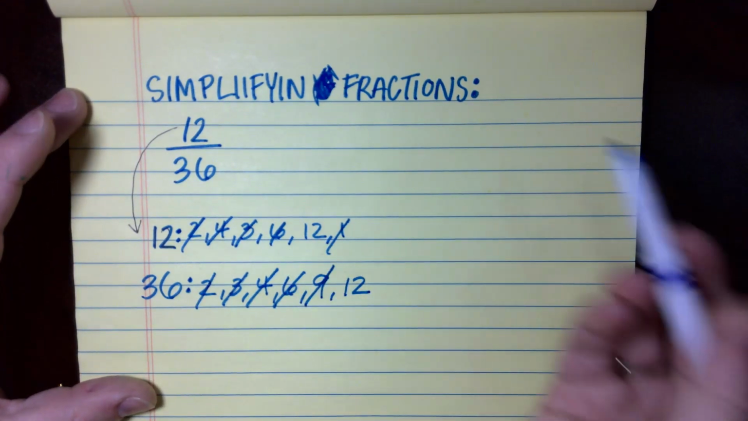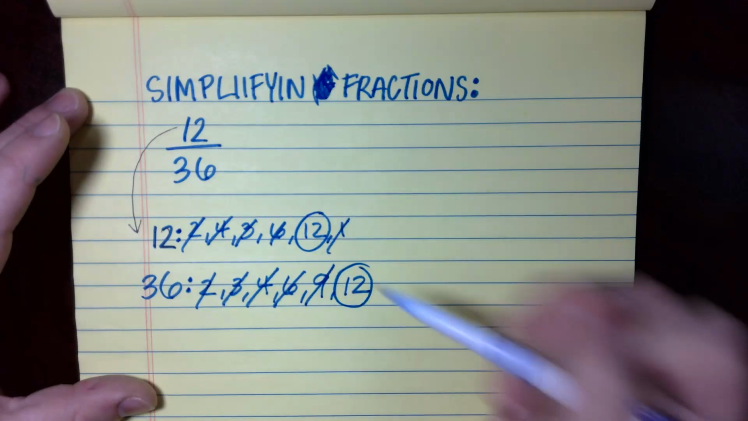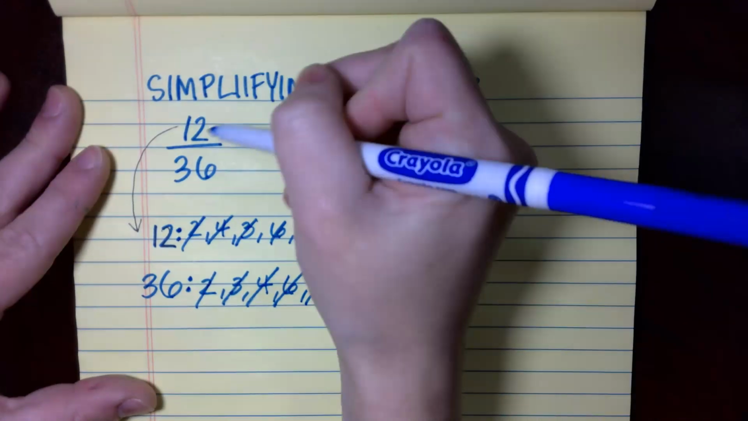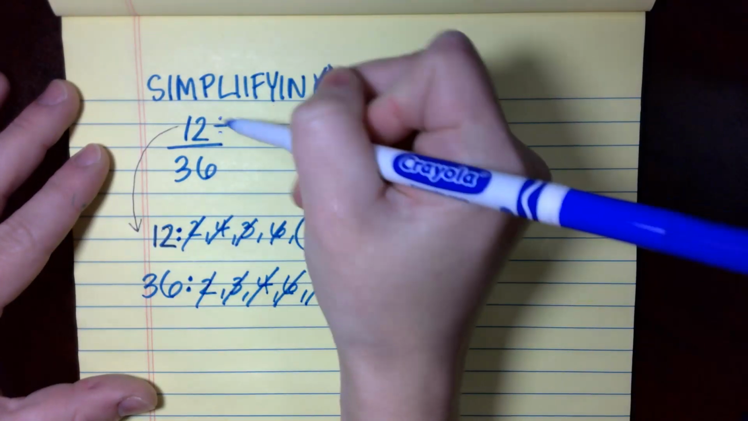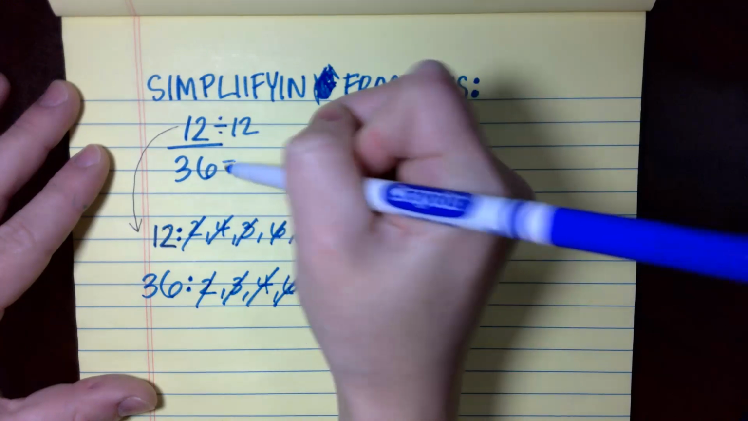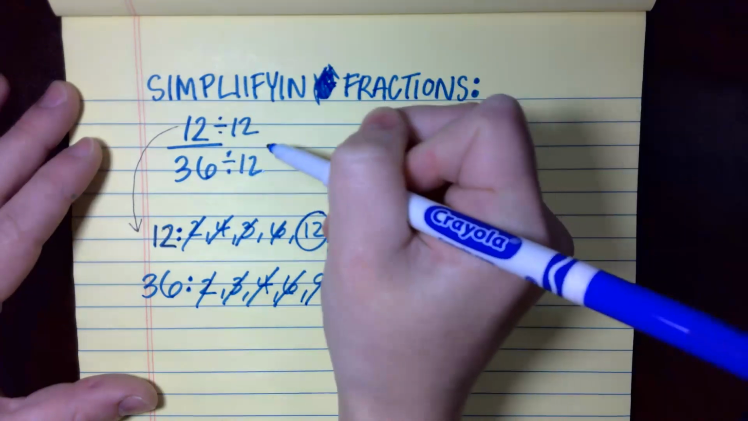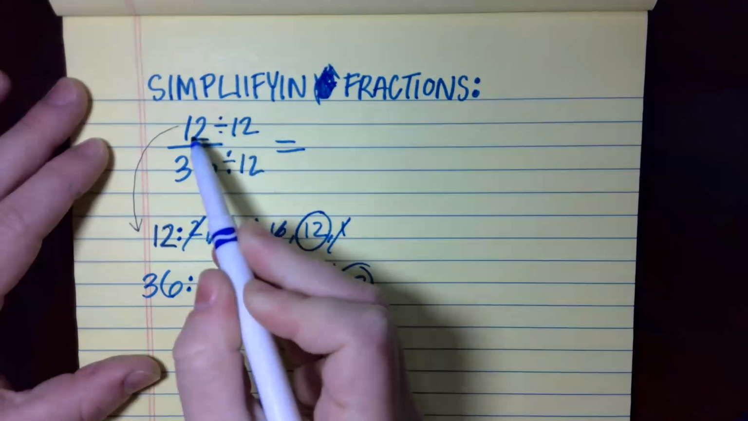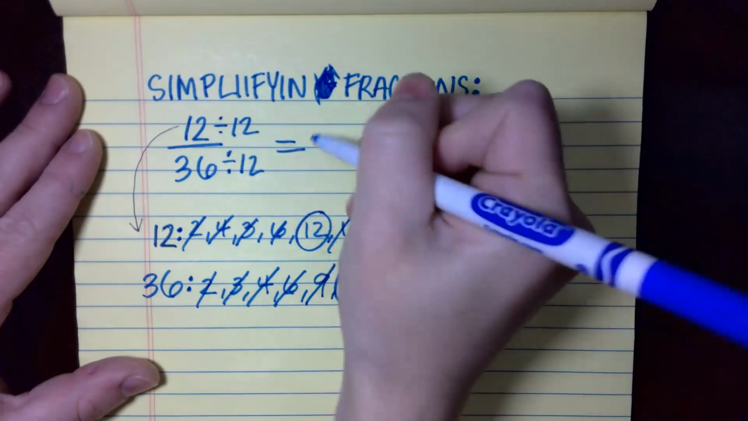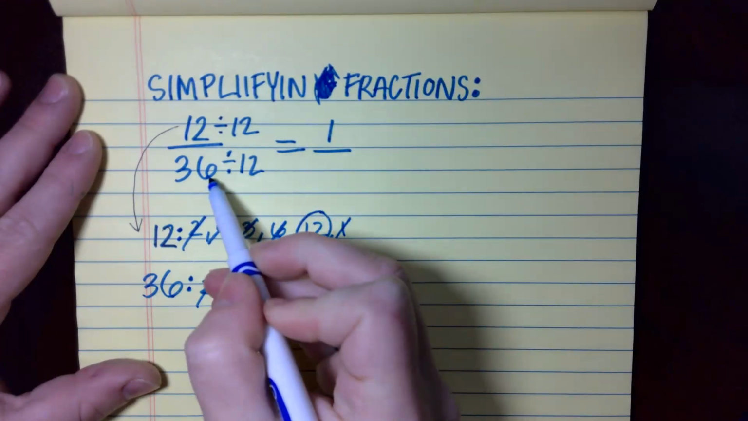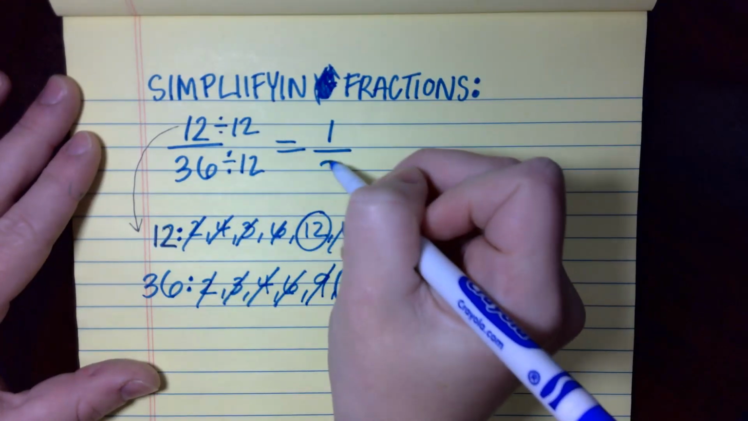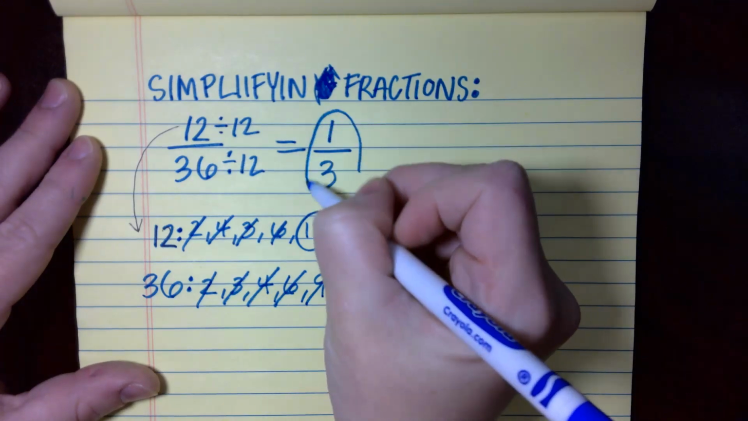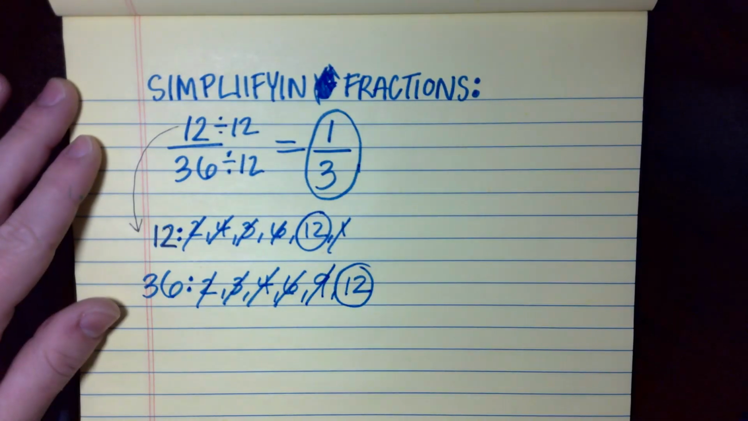So here's what I would do now. I know 12 is the number that I'm going to divide by. So I'll do 12 divided by 12, and I'll do 36 divided by 12. What is 12 divided by 12? 1. What's 36 divided by 12? 3. So our simplified fraction is 1 over 3.